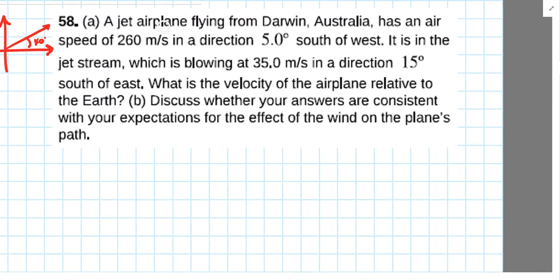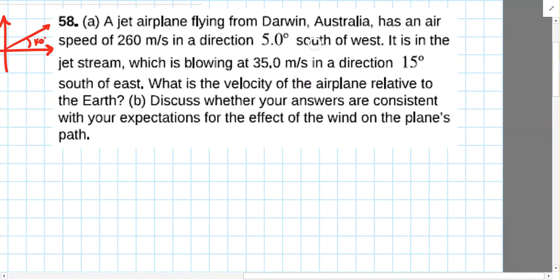In this example, we've got an airplane that's flying 5 degrees south of west, and we've got the jet stream wind that's blowing 35 meters per second, 15 degrees south of east. And so we need to find the velocity of the airplane relative to the Earth, so the combined velocity here. To answer part B, discuss whether the answers are consistent with the expectations. Well, I think we can do that pretty easily if we start by sketching a picture.